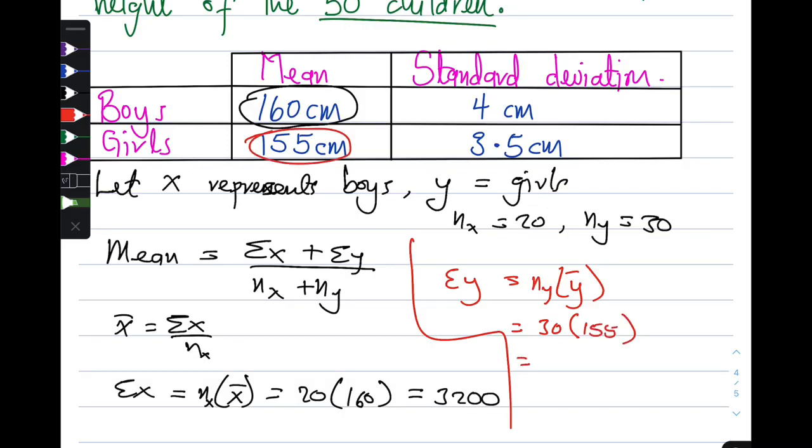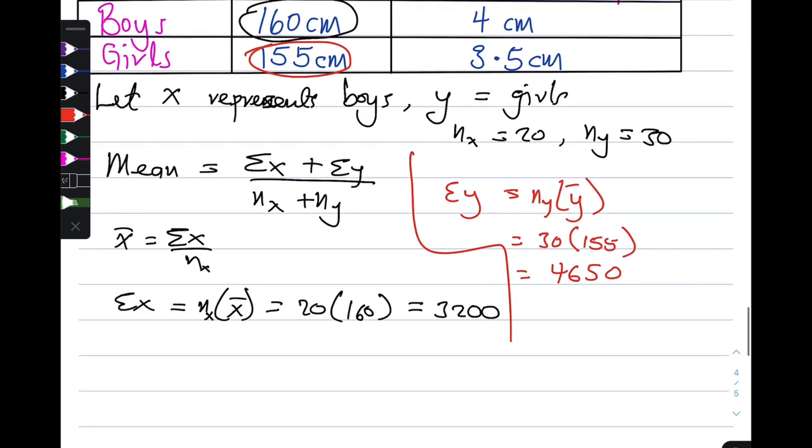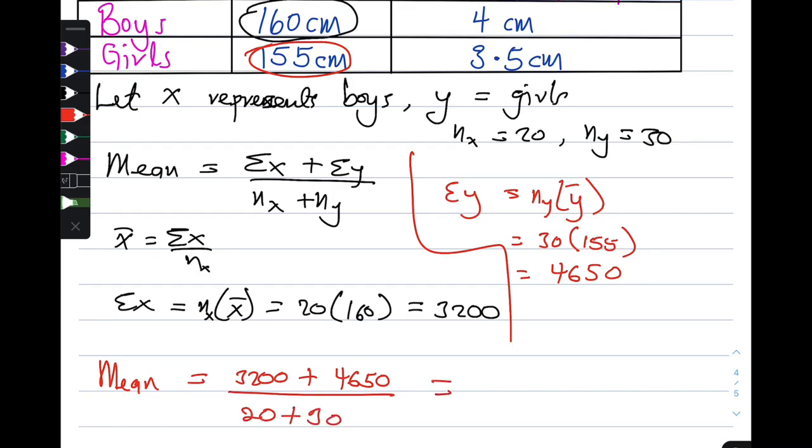Now let me grab my calculator and check this one real quick. Okay, so you have 4650. All right, so we can now say that our mean will be equal to sigma x, which is 3,200, plus sigma y, which is 4650, all over nx plus ny, that's 20 plus 30. Now when you check this with the calculator, you should get 157. So that is the mean.